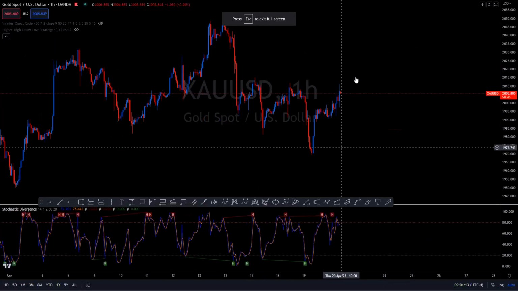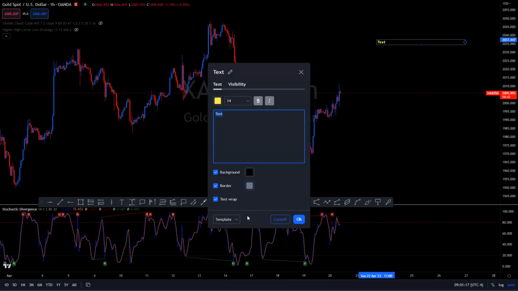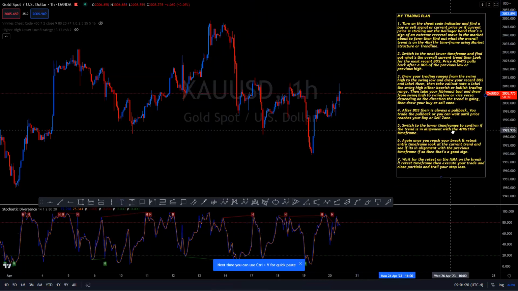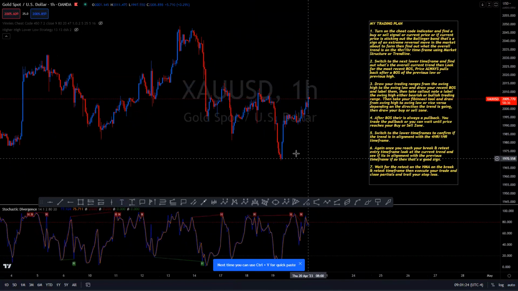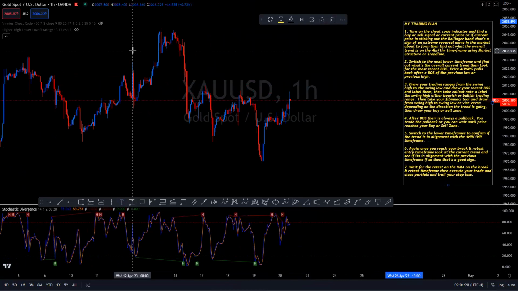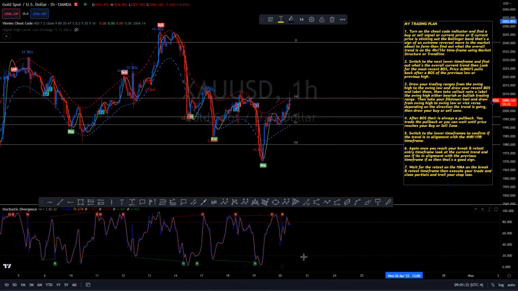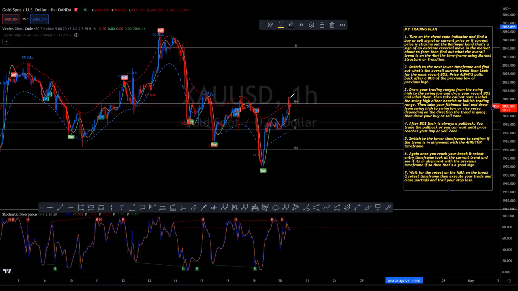So first thing we want to do is post our rules here. G-code analysis rules. And what we're going to do is turn on the cheat code indicator. And we can kind of see that on the 1 hour, price is kind of sticking out of this Bollinger band. So that might possibly be a sign of a reversal coming, maybe. But we're going to have to really check the trend and do our confirmation analysis to figure out if that's the case. We don't have a cheat code buy or sell. So that's one thing. So we're probably not necessarily ready yet.